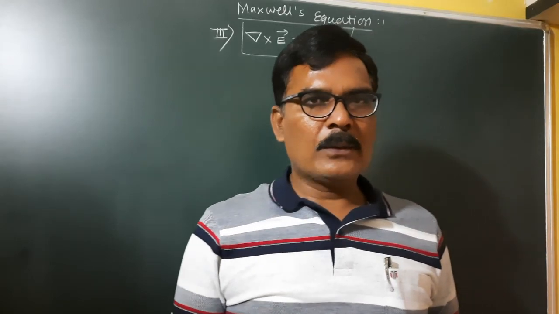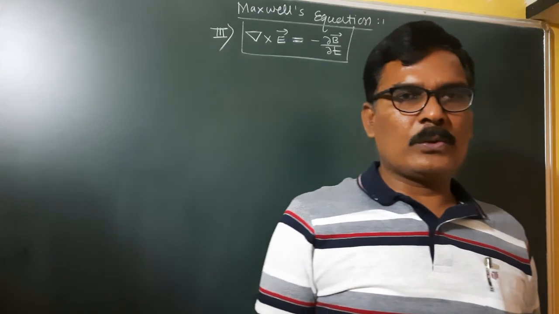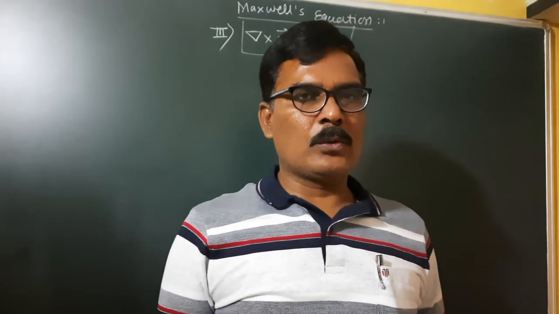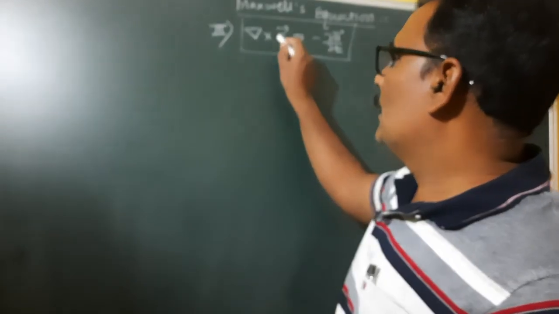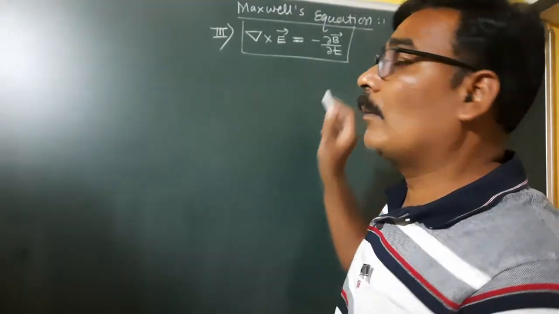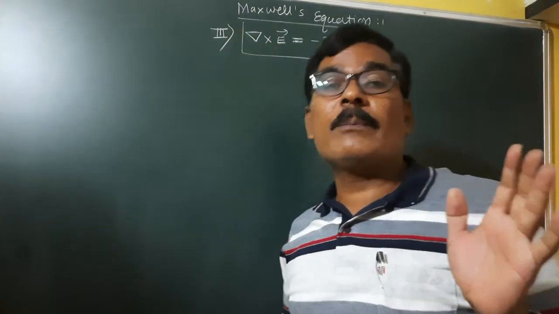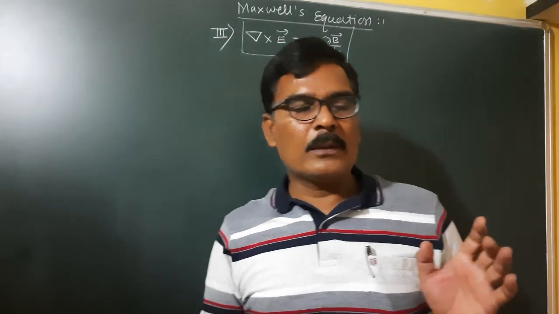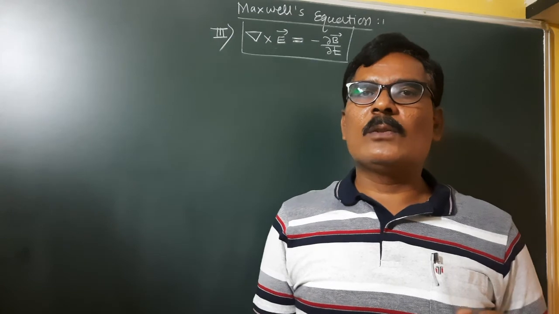In the last lecture, we have studied Maxwell's first equation, that is divergence of D bar is equal to rho. The second equation, divergence of B bar is equal to 0. And today we are going to study the third equation, curl of E bar is equal to minus dou B bar by dou t. And the fourth equation we have already studied in the displacement current, curl of H bar is equal to what we have to consider, that is J plus dou D bar by dou t.